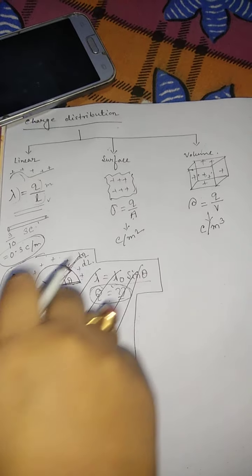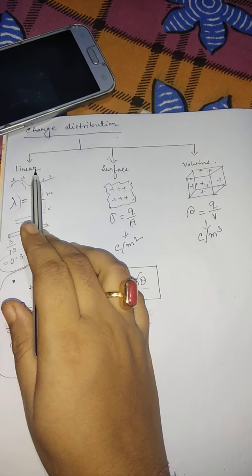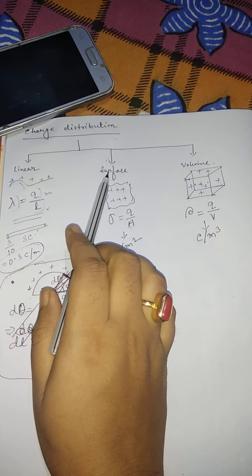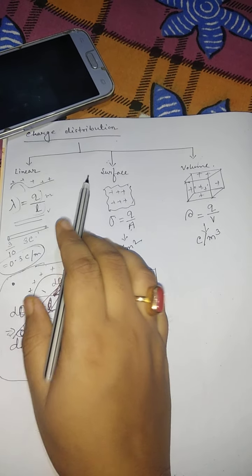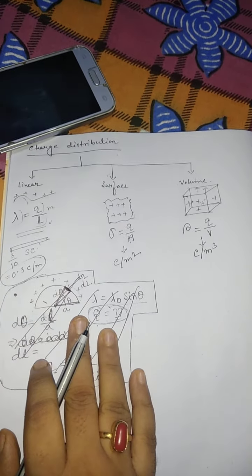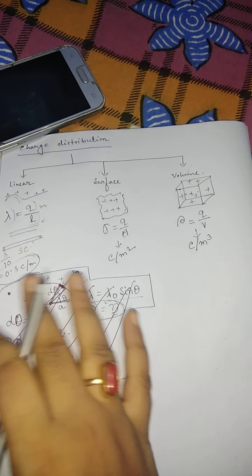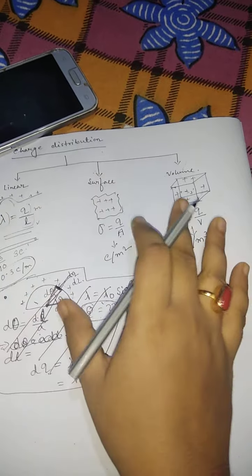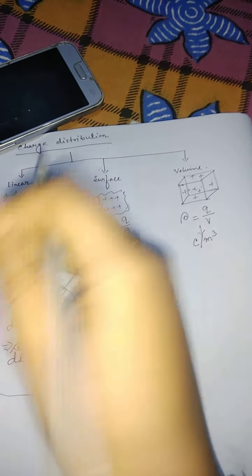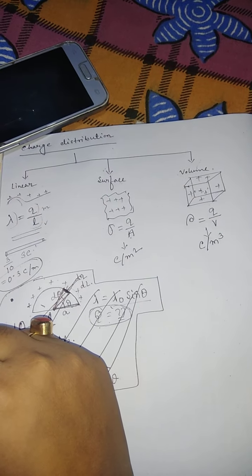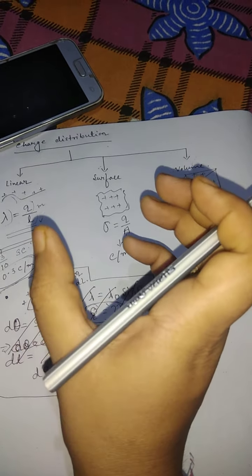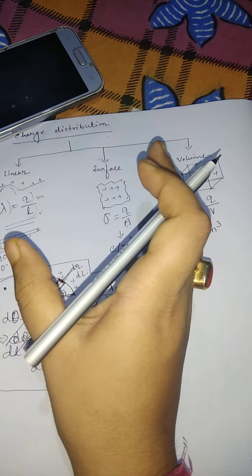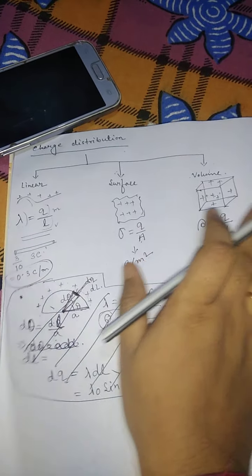In physics we have three types of charge distribution: linear charge distribution, surface charge distribution, and volume charge distribution. So what do we mean by charge distribution? When charges are distributed over a place, an area, or a surface, any kind of surface, and the charges are placed very close to each other, that is called charge distribution, uniform charge distribution.